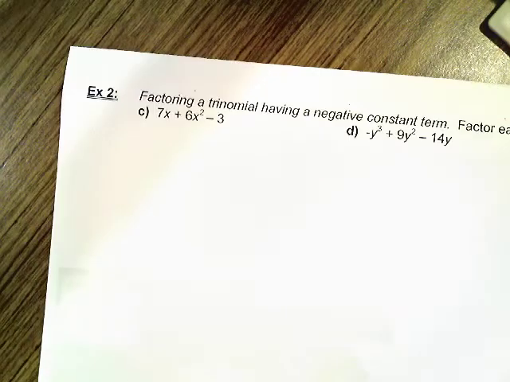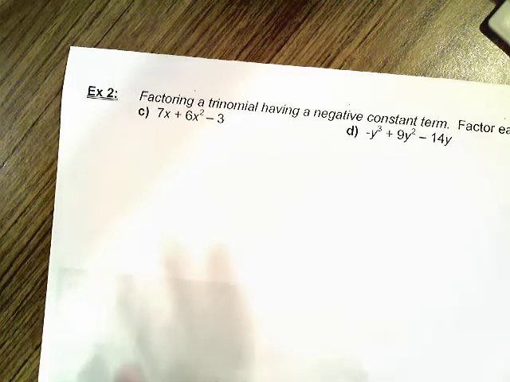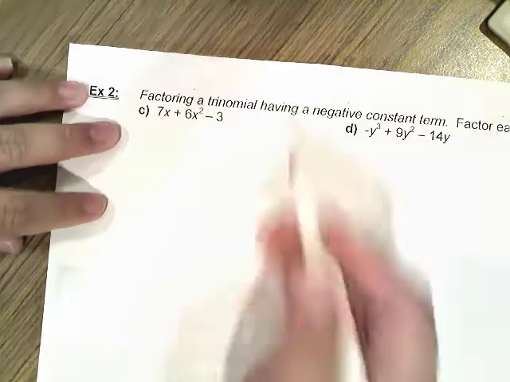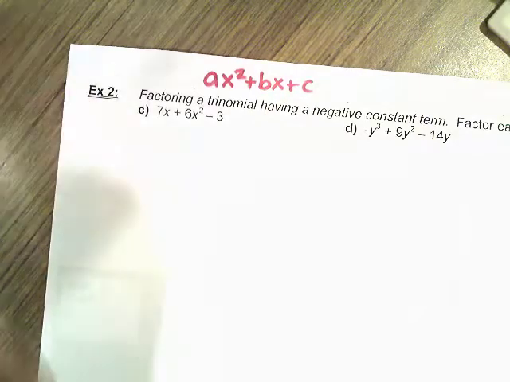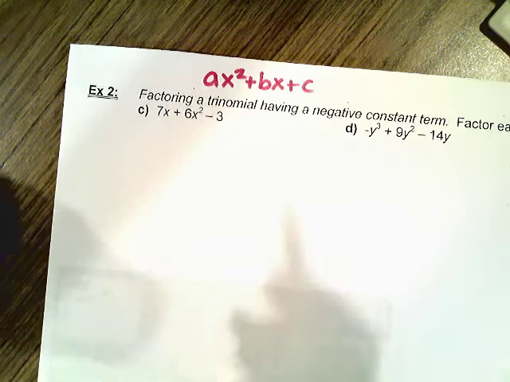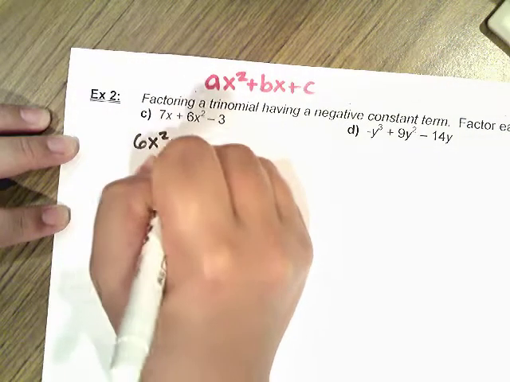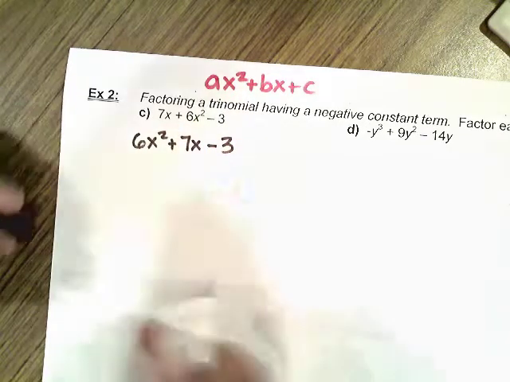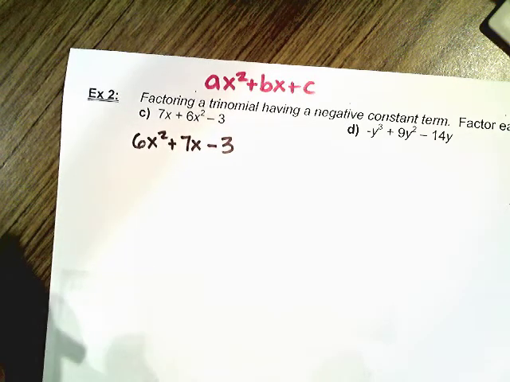Part C, we have 7x plus 6x squared minus 3. Now, the thing here is that it's not in the correct order. The order that it should be in is ax squared plus bx plus c, but it's not in that order. The x squared term is in the middle, so the first thing we need to do here is rewrite this to be in the correct form. Bringing the 6x squared up front, and then dropping the 7x behind it, and then finally ending with -3. And once we do that, our steps are the same as the previous 6 examples.